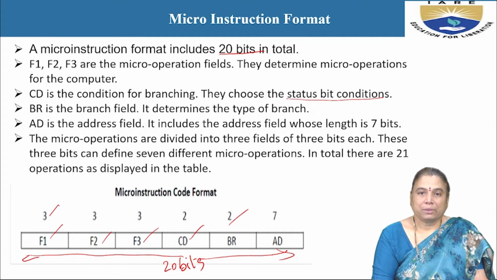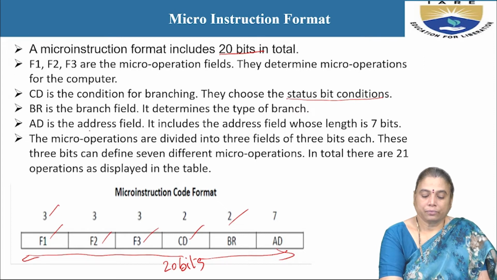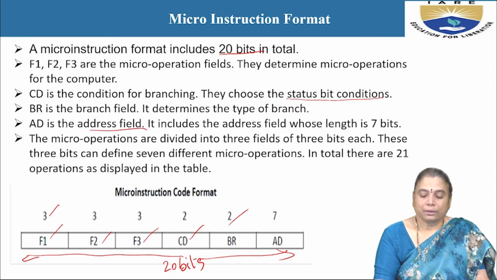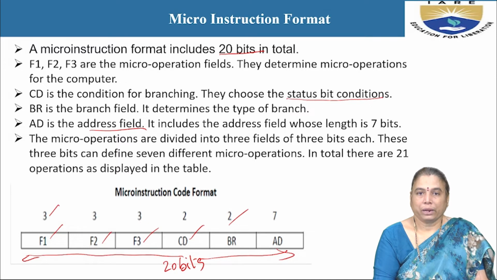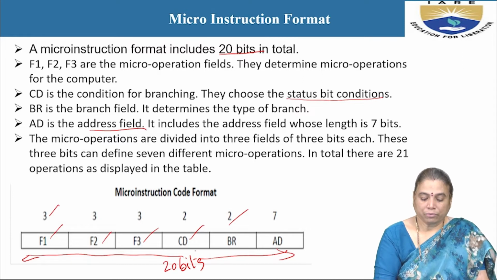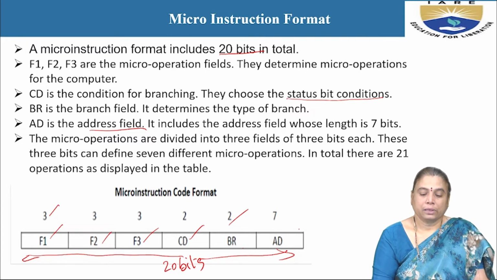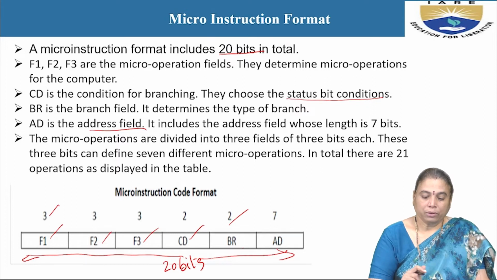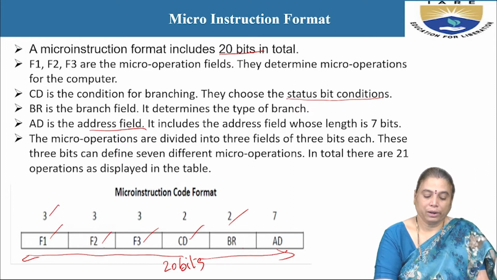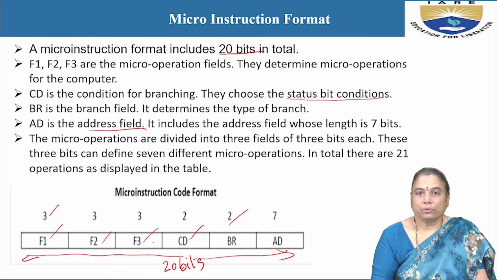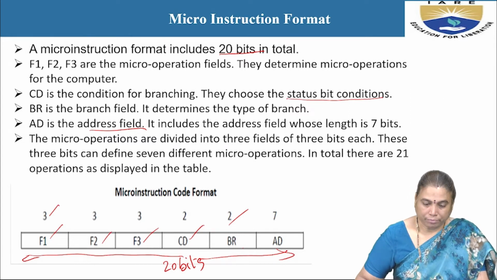Next, 7 bits are specified for the AD, the address field. It includes the address field whose length is 7 bits. The micro operations are divided into 3 fields of 3 bits each, 2 fields of 2 bits each, and 7 bits to specify the address. So this is the microinstruction format. Now we will look into how field 1, field 2, field 3 can be used for micro operations.